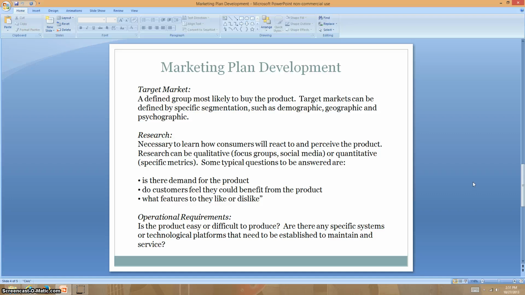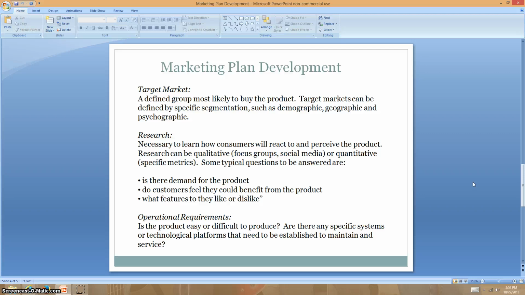Research, very important to understand how consumers are going to react and perceive the product. Research can be qualitative, which is through focus groups or social media. Qualitative meaning anecdotal comments about your product, or quantitative. Quantitative is specific metrics. Things like surveys when it will say 25% of the marketplace did not think the product was worth the price, or so on. So some of the questions you are going to ask in research: is there a demand for the product? Do customers feel like they could benefit from the product? What features do they like or dislike?